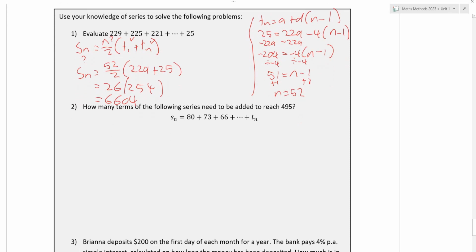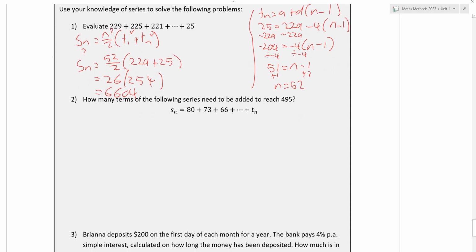Anyway, let's keep going. How many terms of the following series need to be added to reach 495? Oh, this is different than one we solved before. What are we trying to solve for? How many terms? Yeah, how many terms, so we're solving for n. We know that Sn equals what?